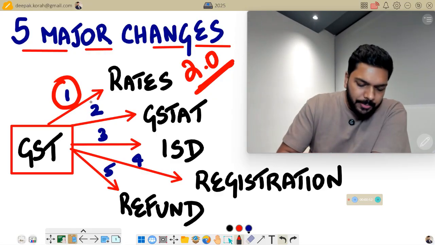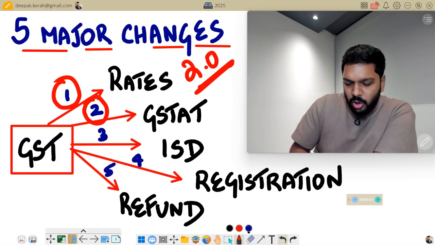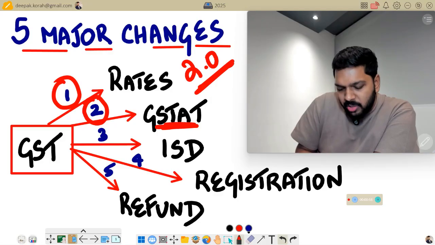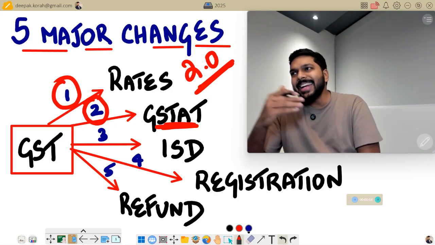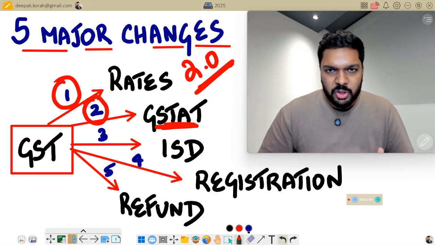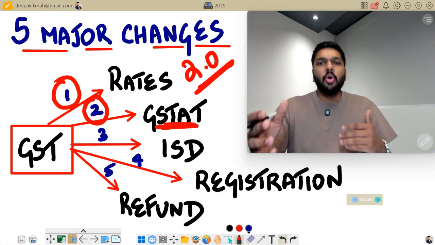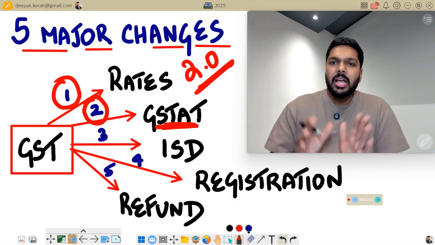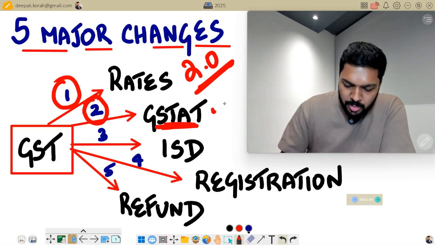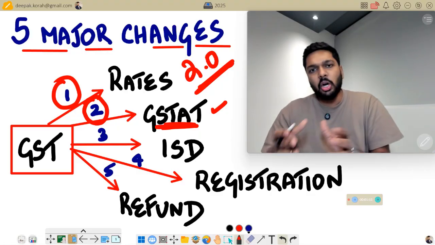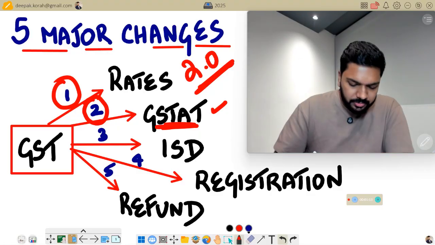In the same month, the second major change happened, that is the constitution of the GST Appellate Tribunal, wherein a second layer was added in the appeal process to make things easier for the taxpayer. Instead of going directly to the High Court through a writ petition, you could now file an appeal before the GST Appellate Tribunal and have your case heard for an order passed by the first layer.